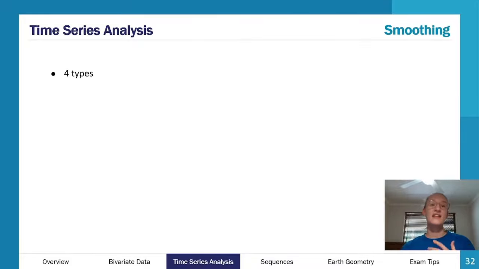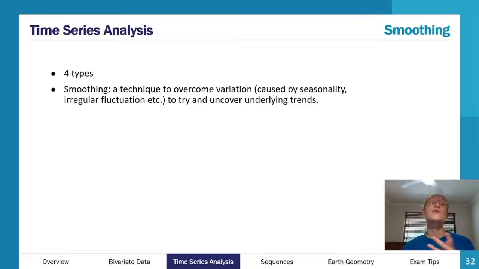So for example, in that data we had before that had all of those random irregular fluctuations, the goal of smoothing is to try and iron out those effects. It's like, hey, we really want to remove the impact of these irregular fluctuations so that I can actually see if there are any underlying trends or patterns. And there are 4 types of smoothing. Again, smoothing is a technique to overcome variation. Not so much seasonality, because we'll look at deseasonalizing and reseasonalizing data shortly, but mainly irregular fluctuations. And again, it's about trying to uncover those underlying trends.